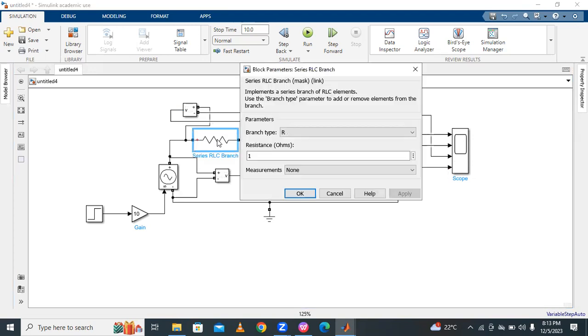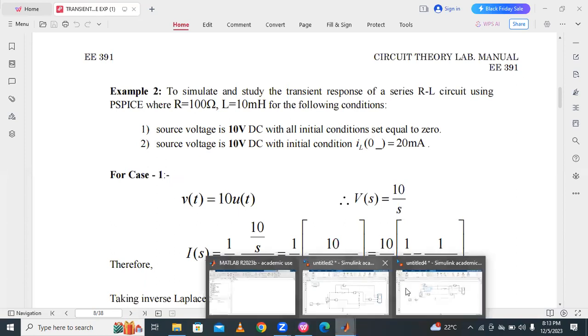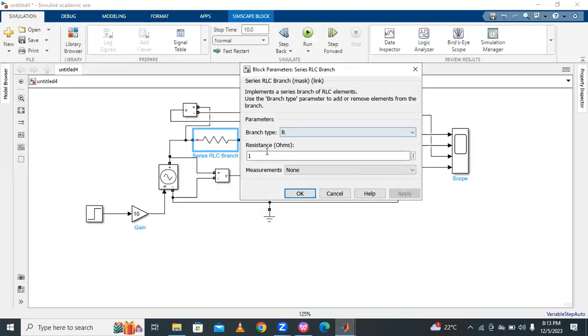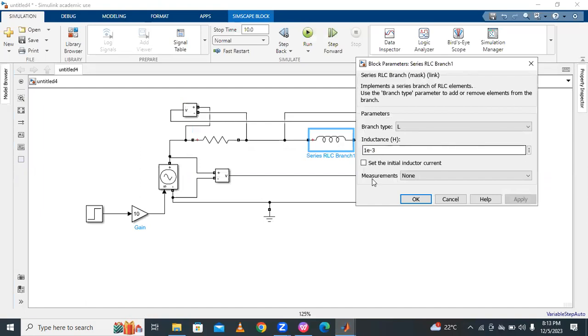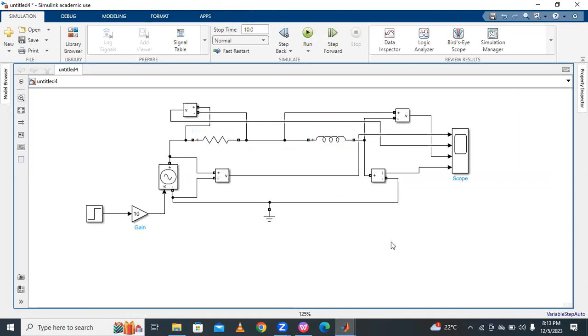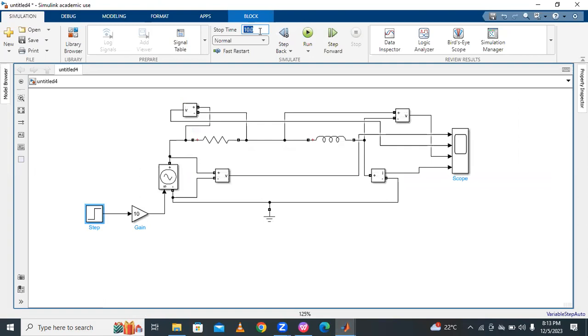And then the resistance: how much resistance according to our problem? 100 ohms, 10 millihenry. 100 ohms right here. Apply. Okay. And then inductance is 10 millihenry. Then apply. Okay. Everything is connected. And then next, this is called step input. The step time is starting from 0. That's why step time is equal to 0. And here for start time write 0.01 and then simulate.